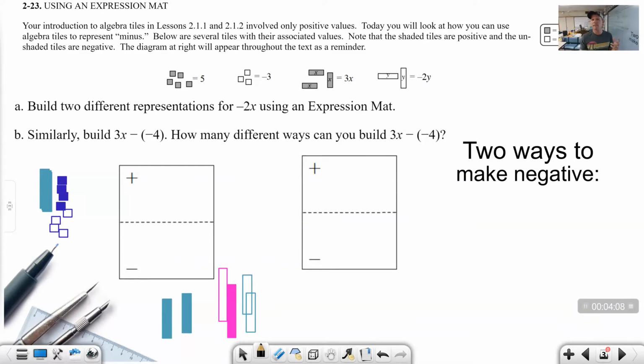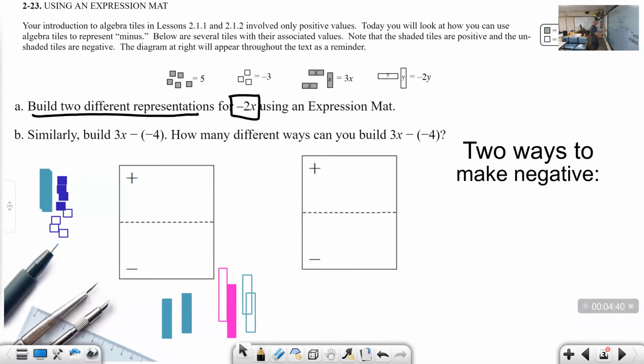The other day we were in class and we had tiles and they were positive with color, and the backside was negative. If you open up the e-tools and you get out tiles, you've got color, you got negative. But when we're drawing on our papers, we've got to be able to show that, because you might not have colored pencils and we're shading with pencil or we're leaving it empty to be negative. So here we go. Build 2 different representations for 2x. Okay? 2x. Here we go.